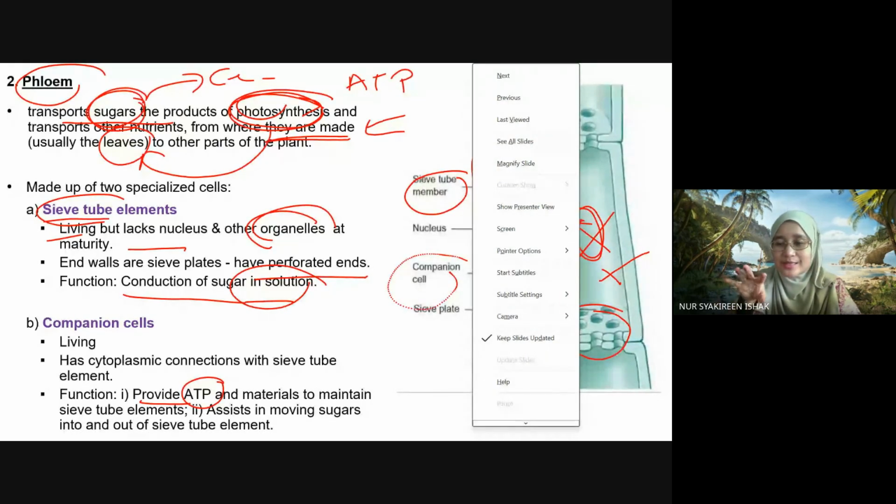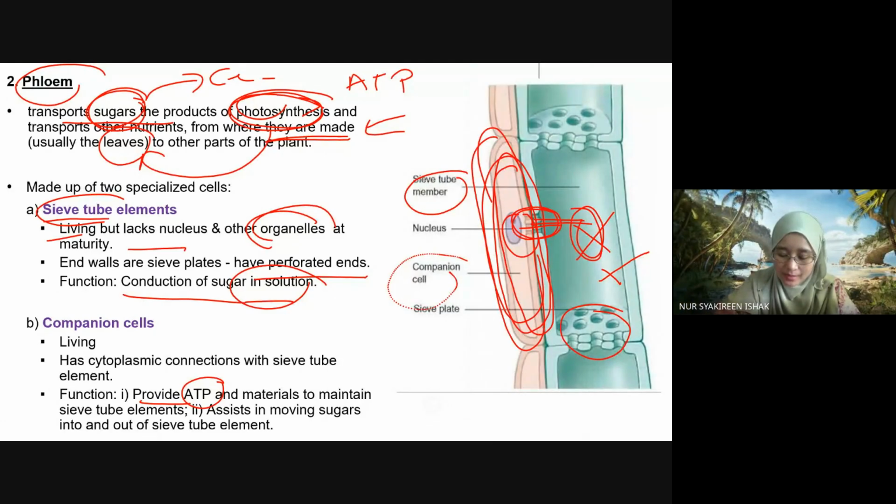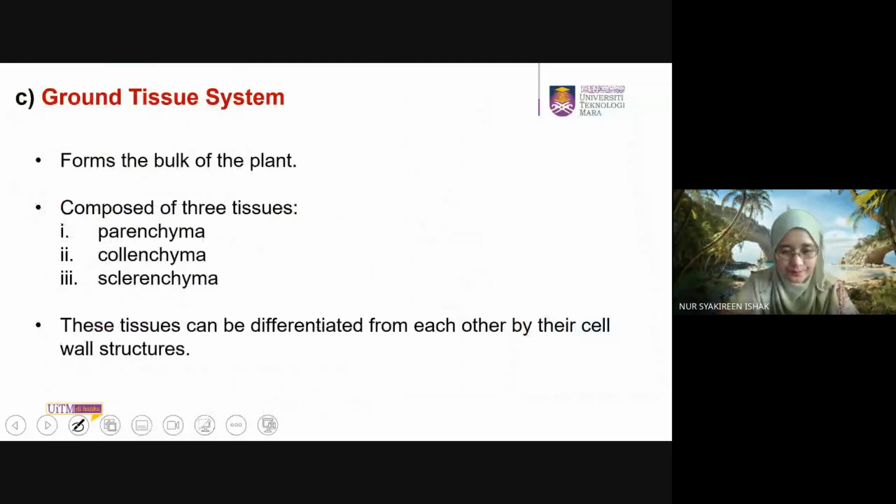Maksud companion cell ni dia tolong, it provides energy and other materials to sustain the sieve tube elements. And then assist in moving sugars in and out of the sieve tube elements. Okay. So this is another function, assist in moving sugar in and out of the sieve tube elements. Sebab it is through the plasmodesmata.